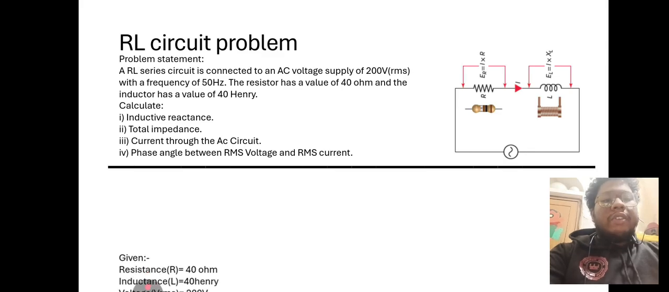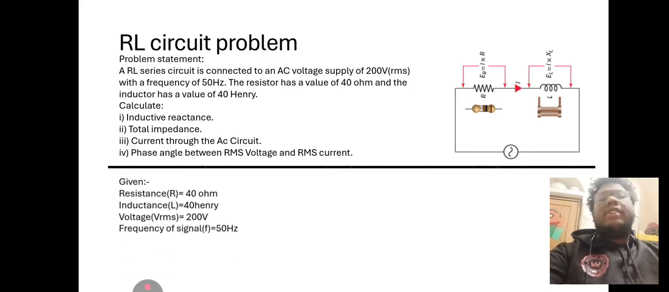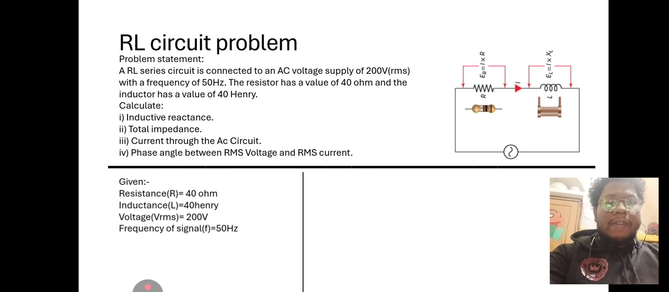The given quantities are as follows. The resistance, denoted by R, is 40 ohm. The inductance, symbolized by L, is 40 Henry. The RMS voltage, denoted by V RMS, is 200 volts. And the frequency of the signal, f, is 50 hertz. So that's all about the given section, and now we will dive into, you can guess it, the step-by-step solution.